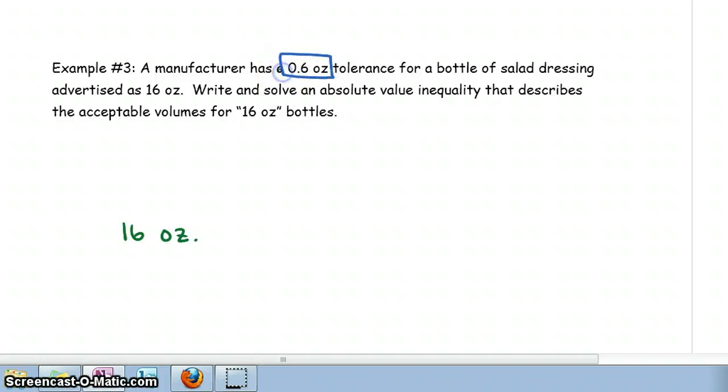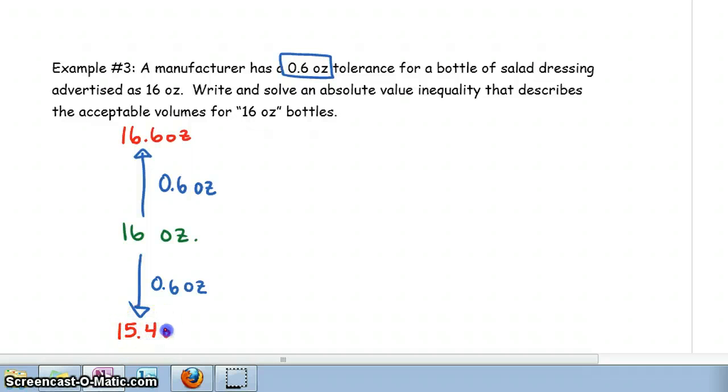What that means is it could go above 0.6 ounces, or it can go a little bit below 0.6 ounces and it would still be acceptable to be out in the supermarkets for us to buy. So if it's above, the highest level we can have is 16.6 ounces. And if it's below, the lowest level we can have is 15.4 ounces.